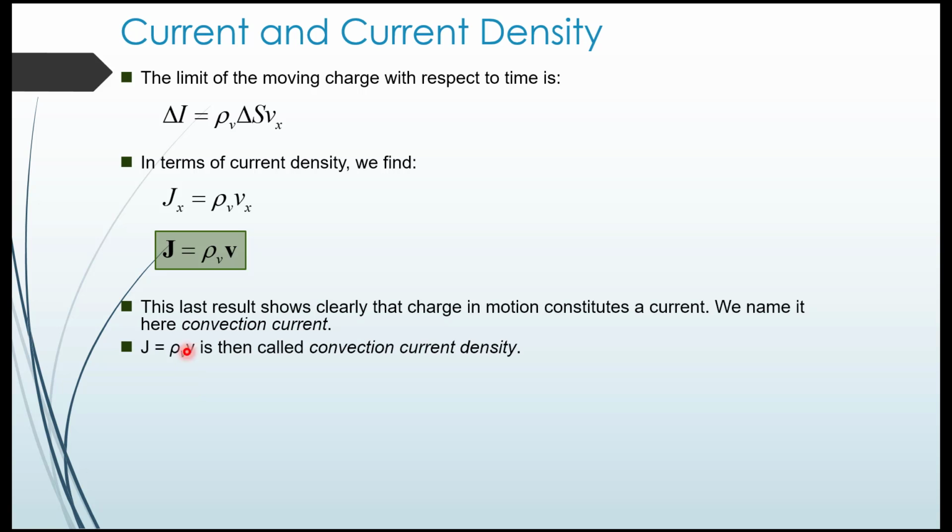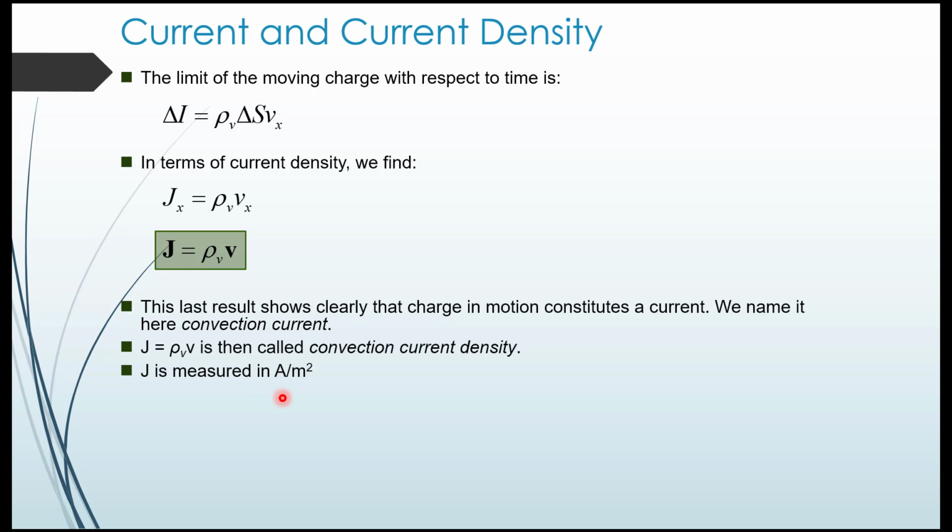The last result shows that the charge in motion constitutes a current. The charge, that is volume charge density, and v means the motion. So charge in motion constitutes a current. We name it here as conventional current. J is equal to rho v into v is called the convection current density, and this J is measured in ampere per meter square.